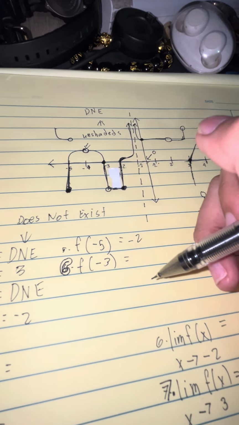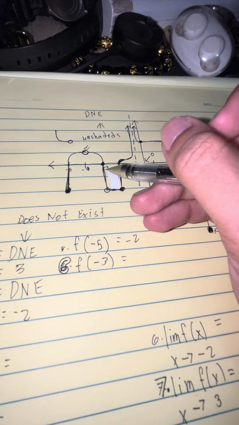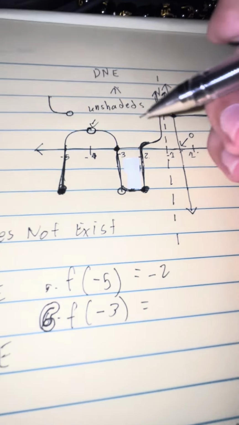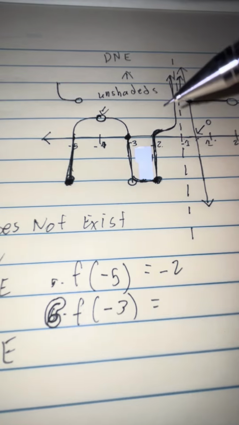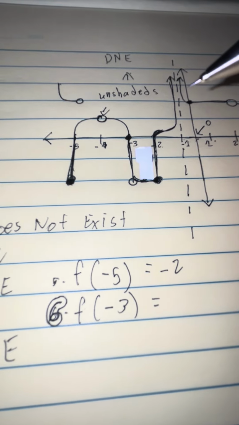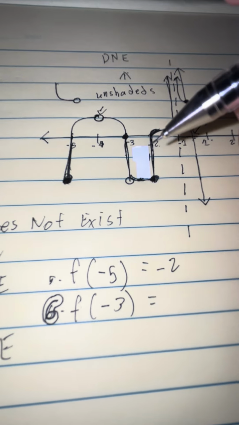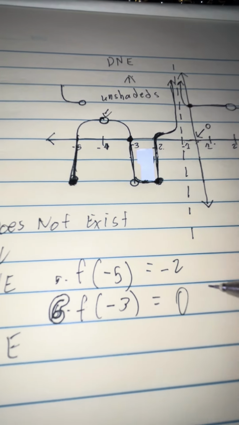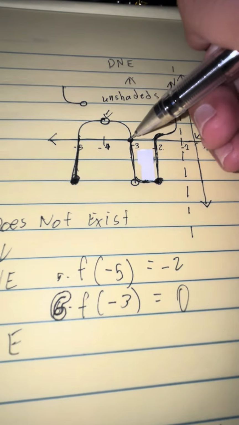Now let's go to f of -3. Where is -3? -3 is right here. I'll give you a second to think what the answer is for question number 6. You're right, it is 0. Now, if you're wondering why it is 0, there is a shaded dot right here.